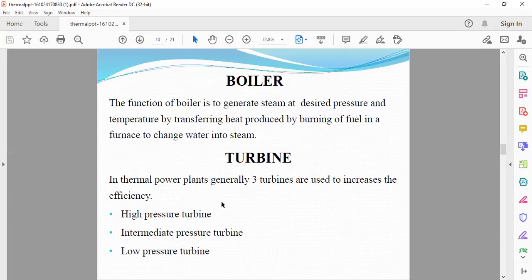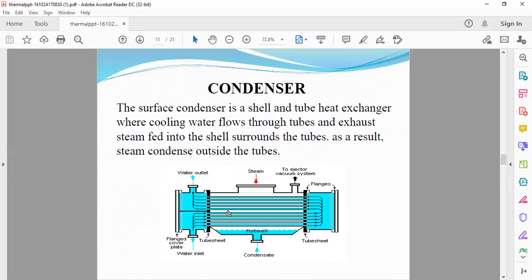After we get steam from the boiler, it is given to the turbine. So what is the function of the turbine here? In thermal power plants, generally three turbines are used to increase the efficiency. There are three different types of turbines: the high pressure turbine, the intermediate pressure turbine, and the low pressure turbine. Here we use a high pressure turbine for this system.